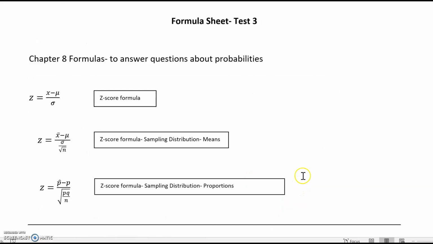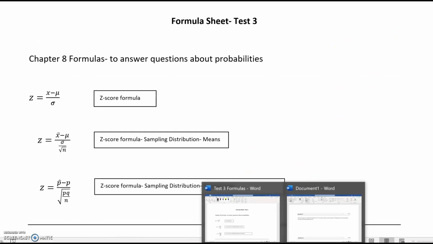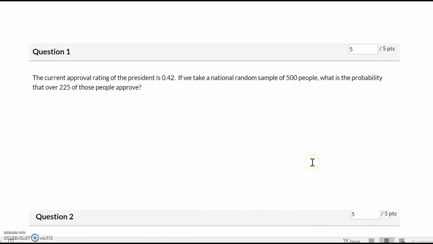Okay, so that's the review. Let's look at your quiz. And the first question goes like this. Current approval rating is 0.42. So when you look through these problems, you should be thinking, okay, what is that? That's a proportion. Is that a p or a p hat? Well, that's a p, right?